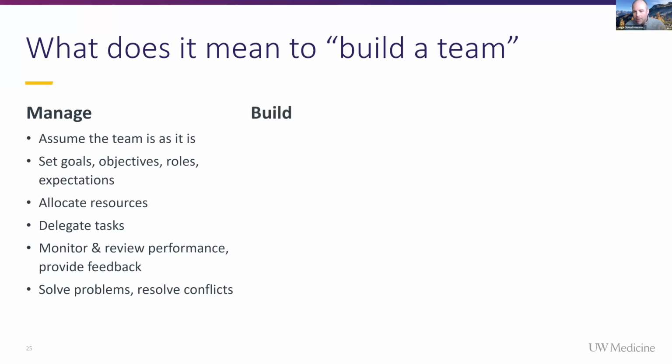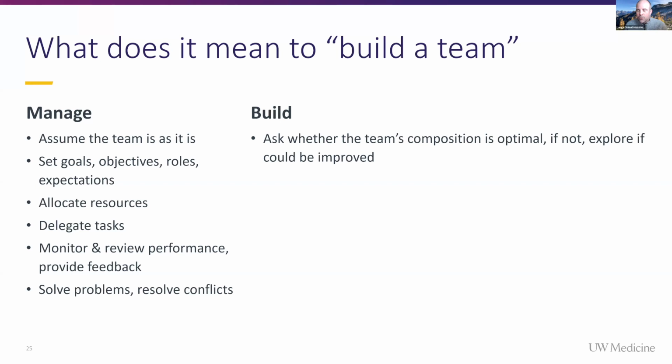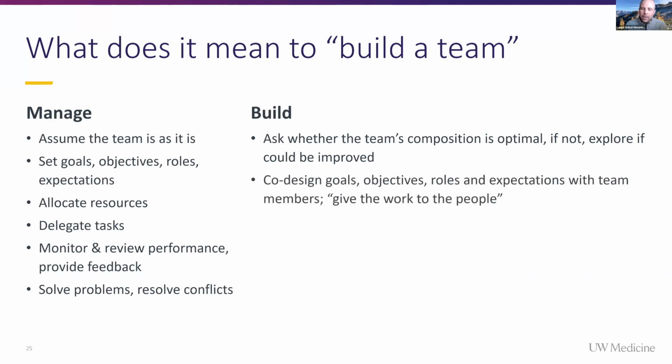But building a team is really a conceptual shift. It's a level beyond that. It's not just assuming that the team is what it is, but critically questioning, is the team actually optimally composed? What are we missing here? If not, could we add something or change something to make the team composition more aligned with what we're trying to achieve? Rather than setting the goals, objectives, roles, and expectations, how can we co-design them with the team members?